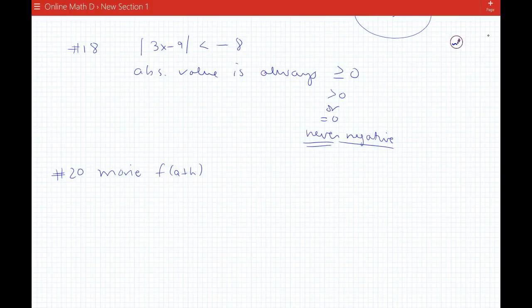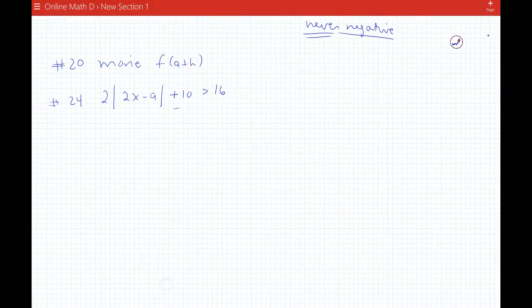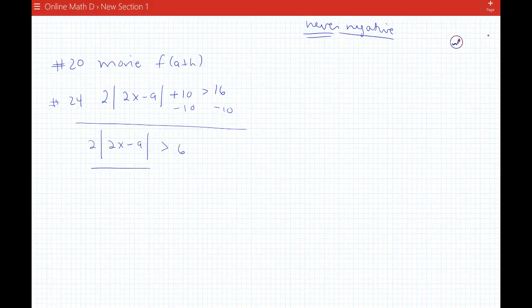And then number 24. Again, this was really similar to the one that I had you do in Canvas so that I could have a chance to correct your work and make sure you were doing it correctly. So you have to isolate the absolute value to begin. So subtract 10 from both sides. 2 times the absolute value of 2x minus 9 is greater than 6. Then you divide both sides by 2, and you get 2x minus 9 in absolute value is greater than 3.